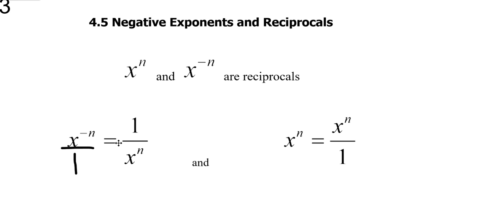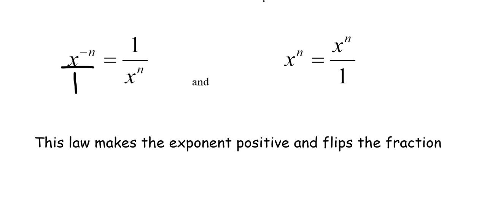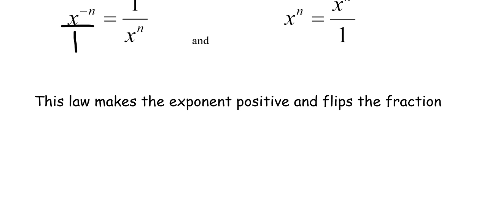What we're saying is this is the same thing as if its reciprocal would be 1 over x to the power of n. So by taking its reciprocal, we essentially flip that fraction to create a positive exponent here. This law makes the exponent positive and it'll flip your entire fraction. So if this negative exponent was in the base, it now flips it and it becomes in the top, okay?